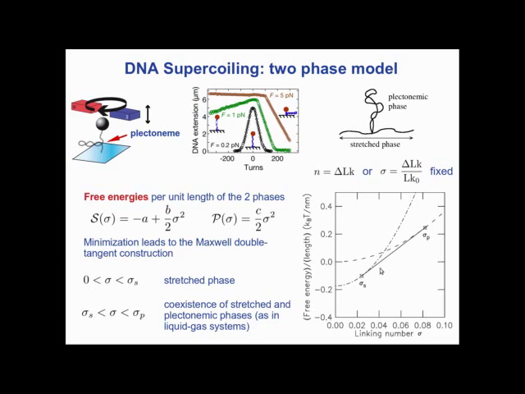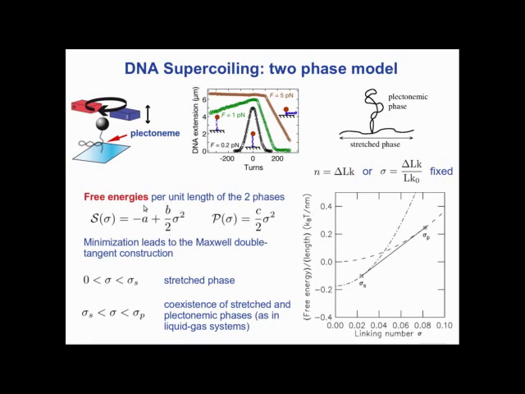This is very similar to what we have seen in thermodynamics, for instance in the van der Waals model, the coexistence of a liquid and gas. Actually for any value of sigma here, for instance 0.05, 5% of supercoiling density, my state phase separates into a state where the stretched phase has supercoiling density sigma s, and the plectonemic phase has a supercoiling density sigma p.